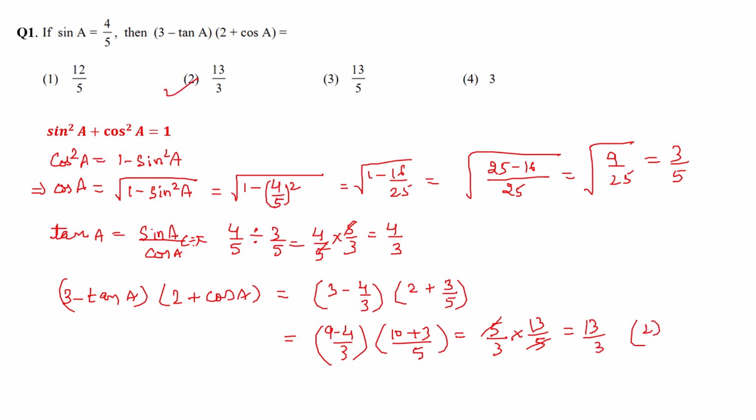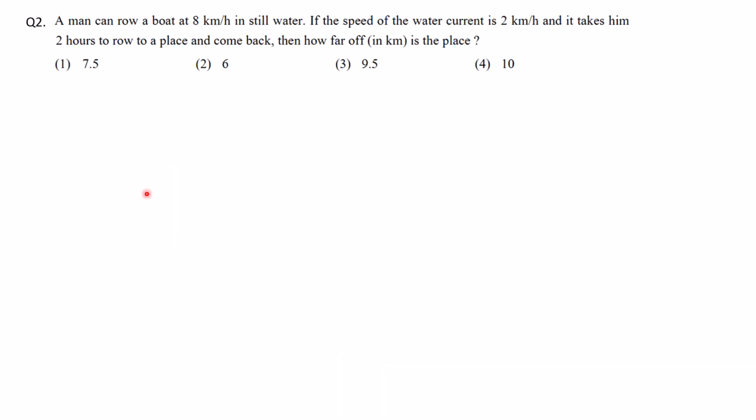Okay. Now move to question number 2. A man can row a boat at 8 km per hour in still water. If the speed of the water current is 2 km per hour and it takes him 2 hours to row to a place and come back, how far off is the place? Okay, so you have to find the distance of the place, and it is given that when the person is going to that place and then coming back together, it takes 2 hours, isn't it?